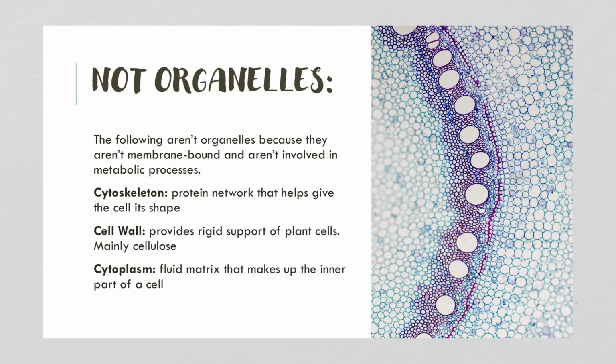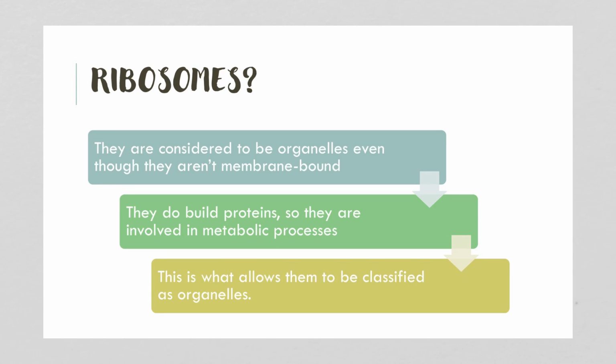And then finally, the cytoplasm, even though you would have learned in younger grades that it was an organelle, it's not. It's the fluid matrix that makes up the inner part of a cell. However, it is involved in many metabolic processes because it's where those processes take place. And it also holds all the other organelles. Now, having said all of that, ribosomes are considered to be organelles, even though they aren't bound by membranes. Their job is to build proteins, so they are involved in metabolic processes. And that's what lets them be classified as organelles. They're also found often closely associated to the endoplasmic reticulum, which is membrane bound.